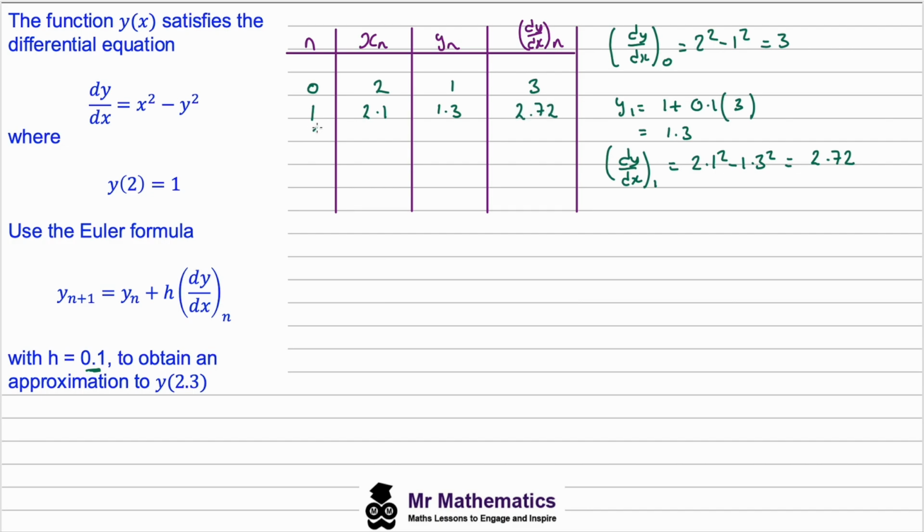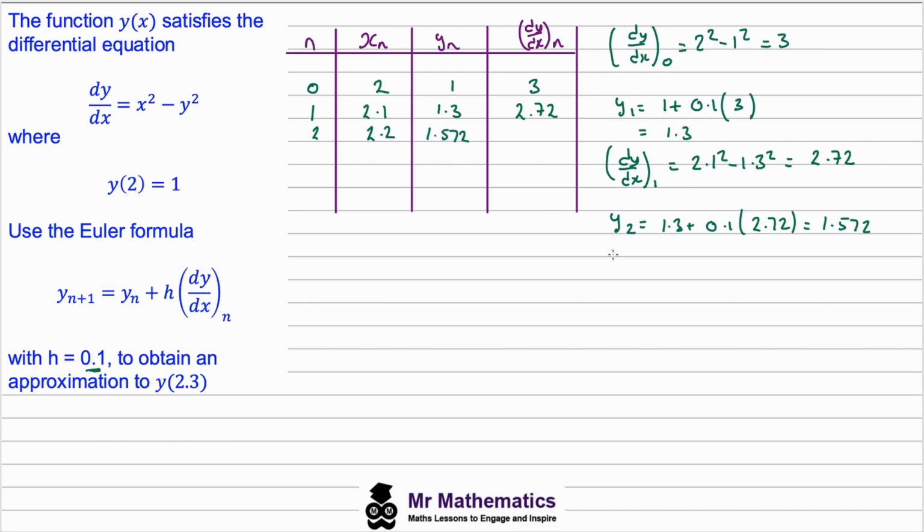So for our second iteration, when n is 2, we're moving across another 0.1, so x will be 2.2. We can work out y2 as the previous y value, 1.3, plus h times the previous gradient, and this will give us 1.572. We can put this into our table.